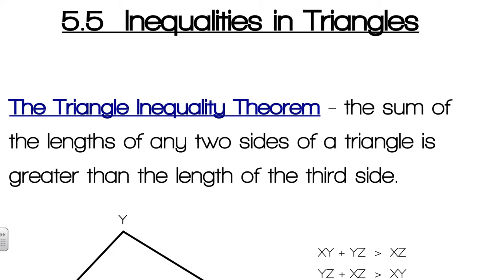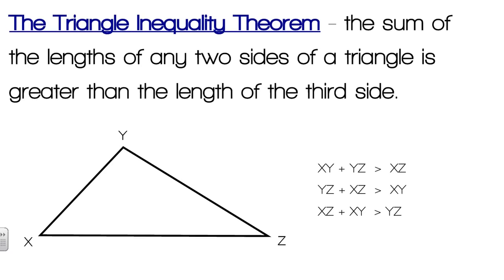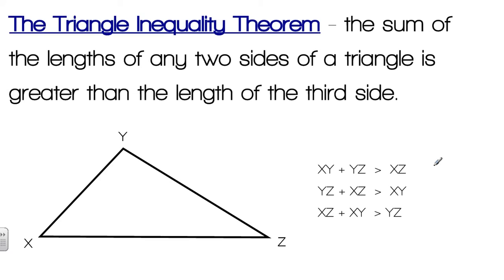Okay, in this lesson, 5.5, we're talking about inequalities in triangles. We're going to start off with the triangle inequality theorem. It says the sum of the lengths of any two sides of a triangle is greater than the length of the third side. So if you add the lengths of any two sides of a triangle, it's got to be greater than the length of the third side.